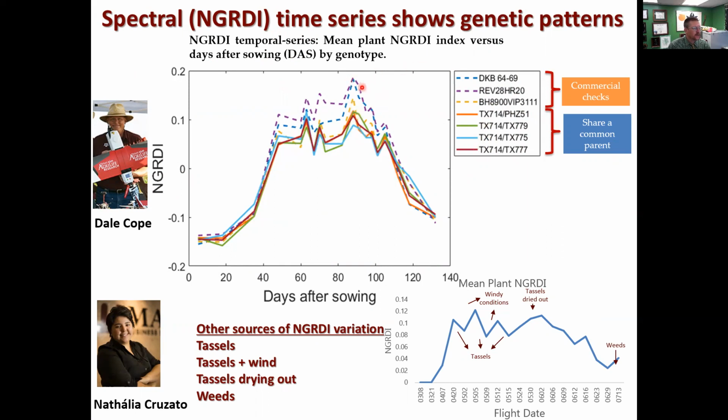than it does for these commercial checks. And so probably what's actually going on is that the NGRDI, the vegetation index, doesn't actually predict yield itself. It's just helping capture the relatedness between these individuals and predicting which individual is going to do best. Okay, but you can see this is kind of noisy. And that has to do with when it gets windy or when tassels come out. Tassels are not green, they tend to be yellow, and so they're going to change what the vegetation index looks like.